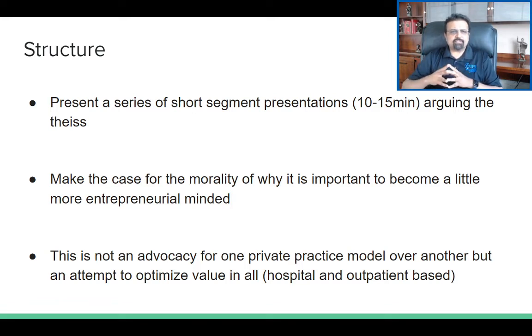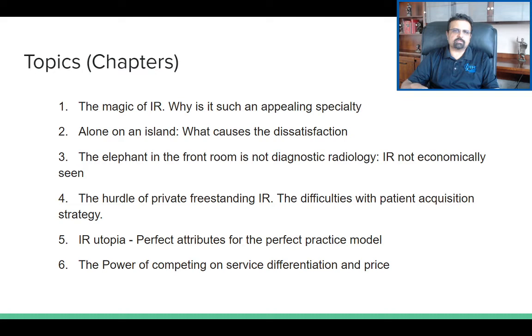Lastly, this is not an advocacy for any one private practice model over another. I realize that there's been a lot of discussion at our society level talking about preserving different practice models. This is really my attempt to optimize value in all models, private, including hospital and outpatient-based models. So the channel is going to be divided into 18 chapters that I've long been thinking about and wanting to kind of discuss.